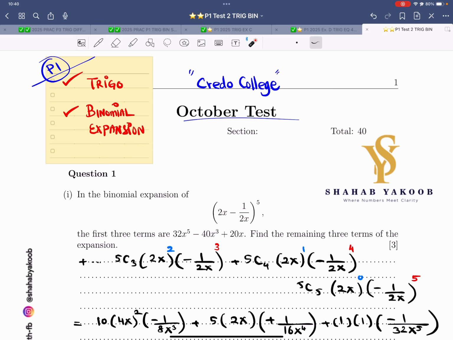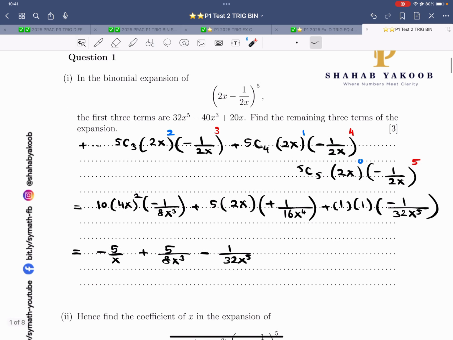So now we are looking at a P1 paper. The paper revolves around two topics, that is trigonometry and binomial expansion. Let's look at question number 1.